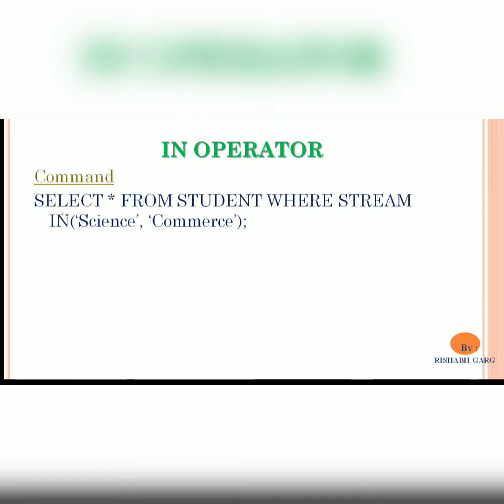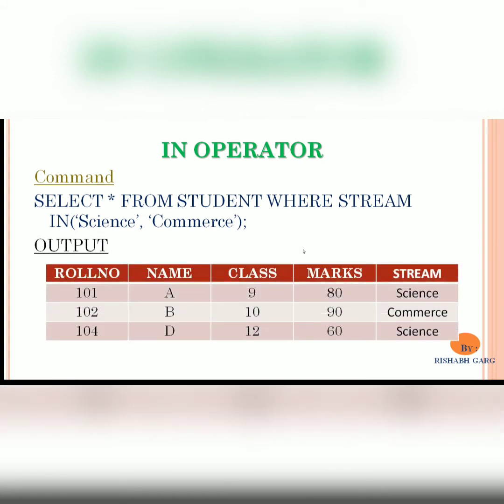First we will write the select statement. For displaying the entire record we will use the star. Then after we will use the from keyword. After that we will use the table name, that is student. Then after we will use the where clause. After that we will write the field name, that is stream. After that we will use the in operator along with the values, and at last we will use the semicolon for terminating our command. After executing this command, only those records will be displayed whose stream is either science or commerce.